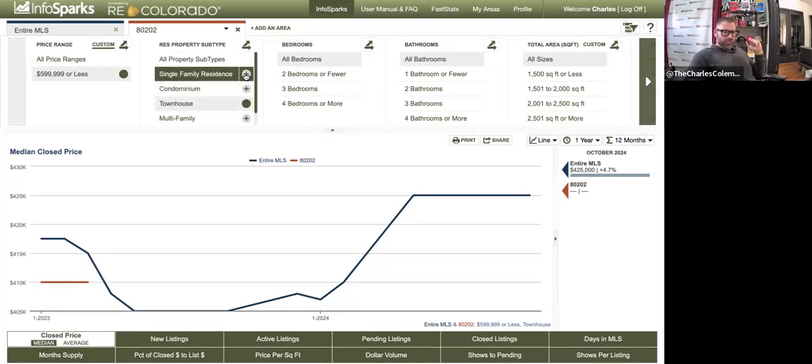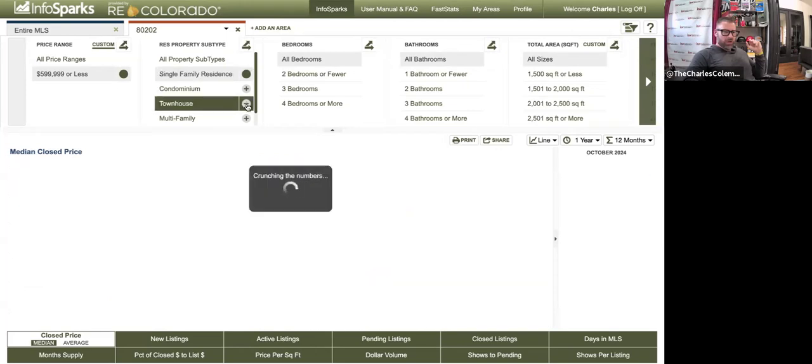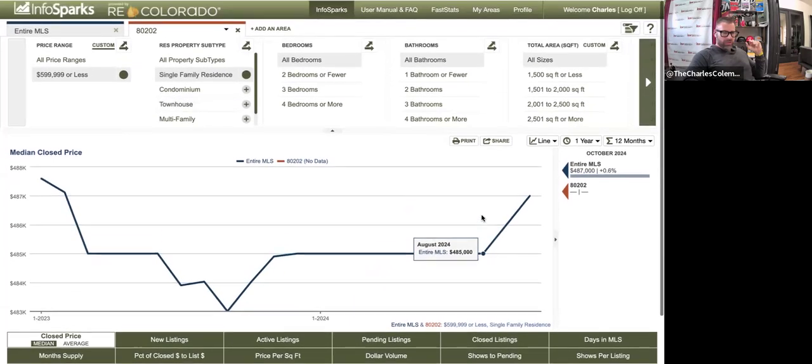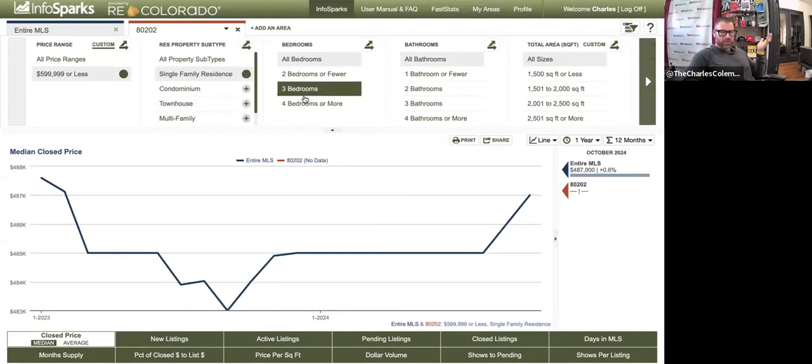So let's switch it. Let's go to single family home. Let's remove townhomes. So here it goes. It's pulling the numbers again. Interesting. Taylor, what zip code? I mean, obviously this is Denver, right? What are we looking at here?